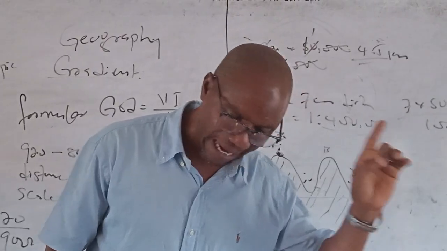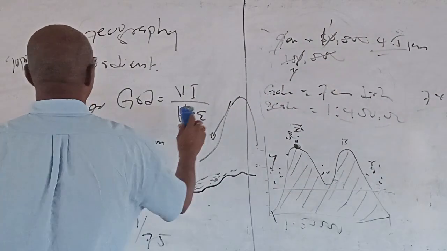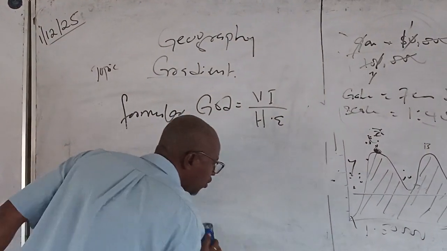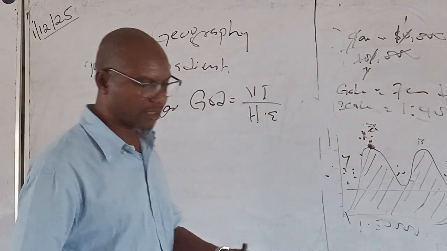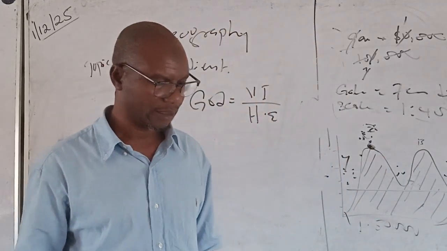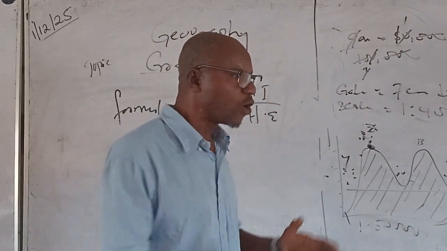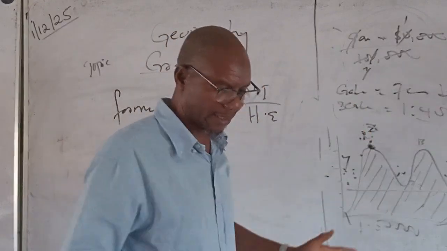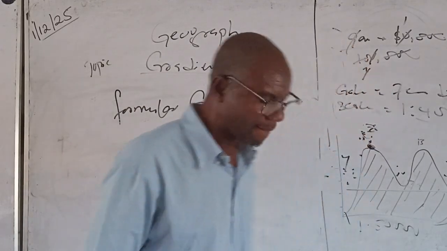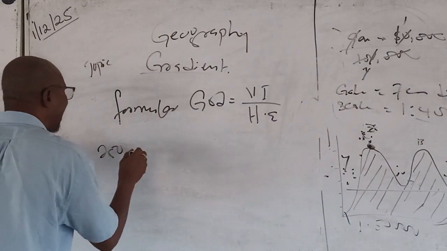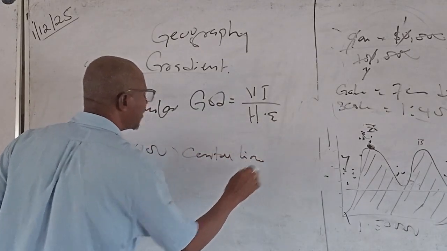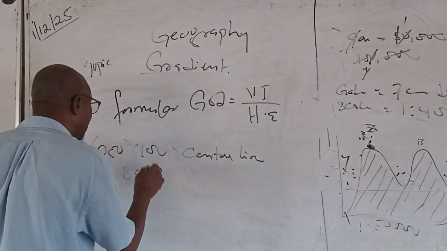Let me give you one example before doing the exercise. With the example I give you now, follow your note and you will understand what I mean. Now let's do an example. Find the gradient by x and y, the horizontal distance or equivalent. The contour lines are 250 against 100 meters. The distance between these two contour lines is 8 centimeters. How do you do it?